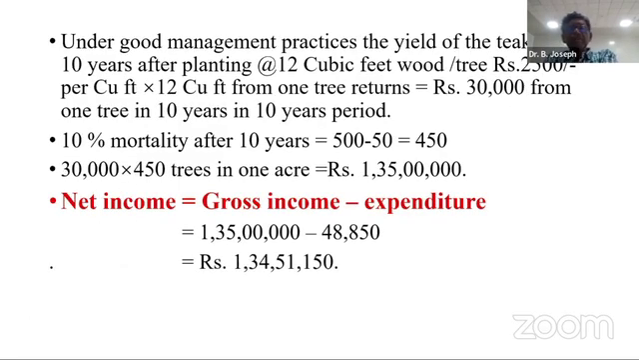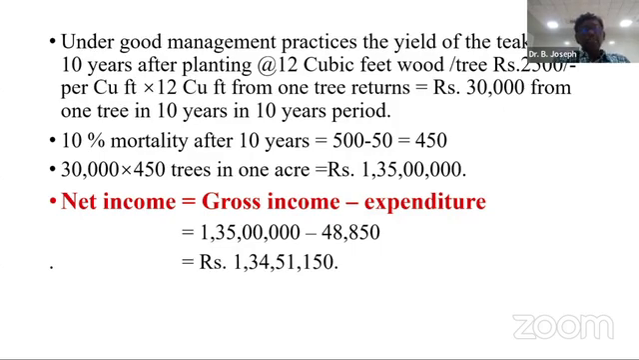Under good management practices, the yield of the teak after 10 years is roughly 12 to 15 cubic feet per tree. The present rate is 2,500 to 3,000 per cubic foot. Let us take a minimum of 2,500. So 2,500 into 12, we get about 30,000 rupees from one tree after 10 years. This is one of the calculations.